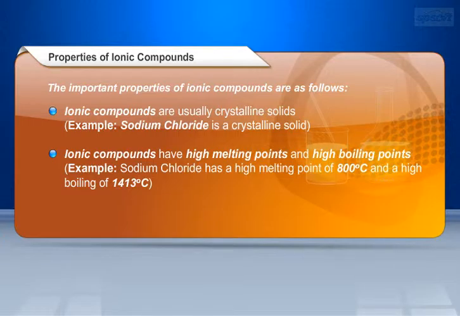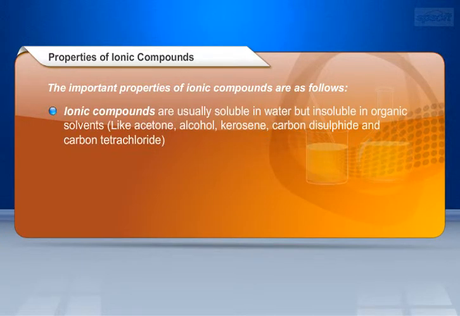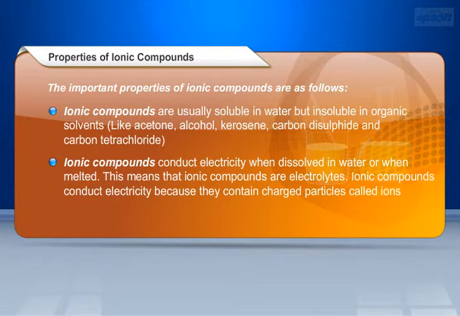degrees centigrade. Ionic compounds are usually soluble in water, but insoluble in organic solvents, like acetone, alcohol, kerosene, carbon disulfide and carbon tetrachloride. Ionic compounds conduct electricity when dissolved in water or when melted. This means that ionic compounds are electrolytes. Ionic compounds conduct electricity because they contain charged particles called ions.